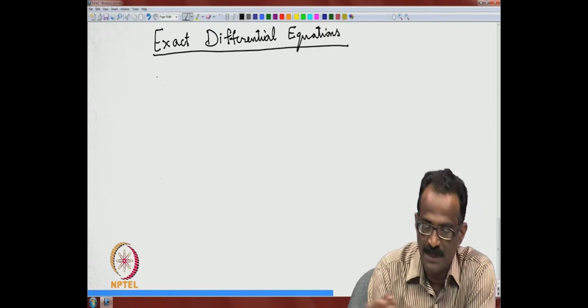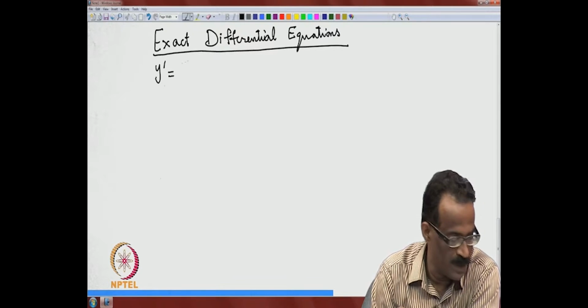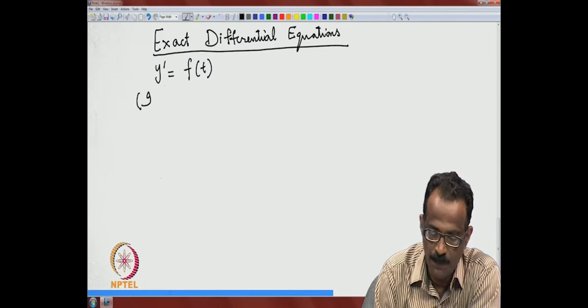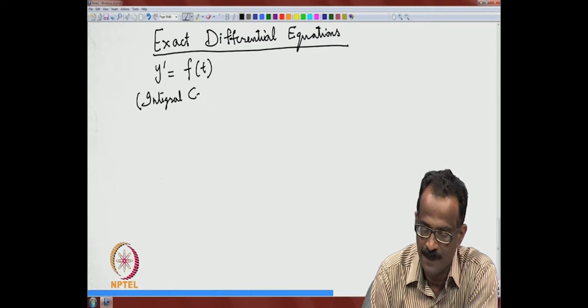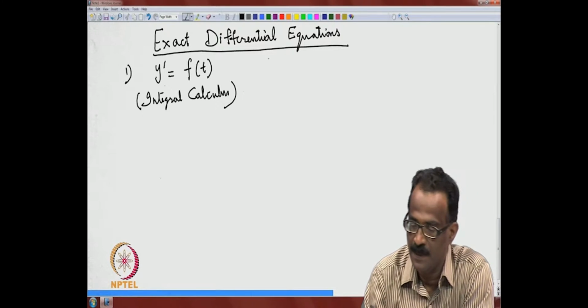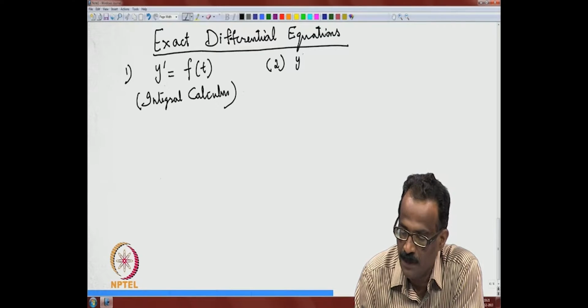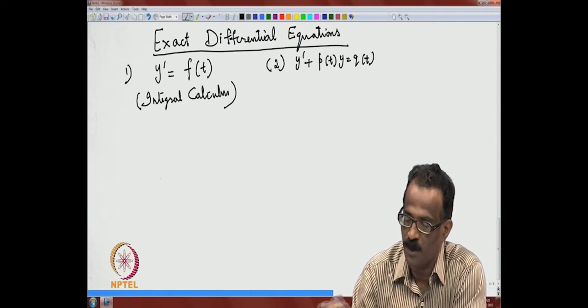So, what we have seen is that basically we have studied three types of equation. One is the integral calculus problem. Suppose you are given an equation of this form, this is the integral calculus problem, that is the terminology I am using here. That is the first thing we have studied. The second thing we have studied is the first order linear equation, y prime plus p(t)y is equal to q(t). This is what we have so far completed.